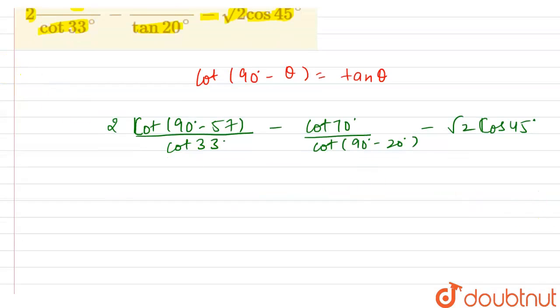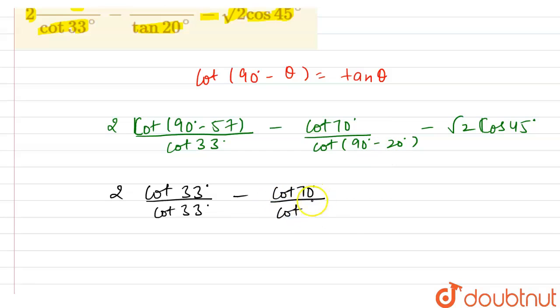Now, if we solve this further, then we can write this 2 as it is, and 90 minus 57, that is 33, so it is cot 33 degree divided by cot 33 degree minus cot 70 degree as it is, and in the denominator it is 90 minus 20, that is 70 degree, so it is cot 70 degree minus root 2. We know that cos 45 is equal to 1 by root 2. So here it is 1 by root 2.